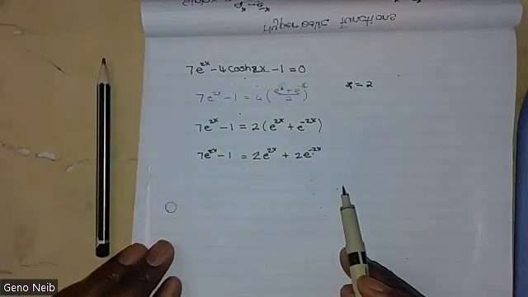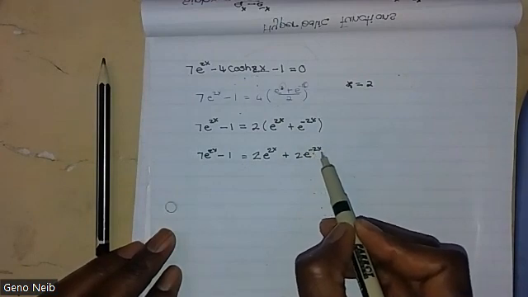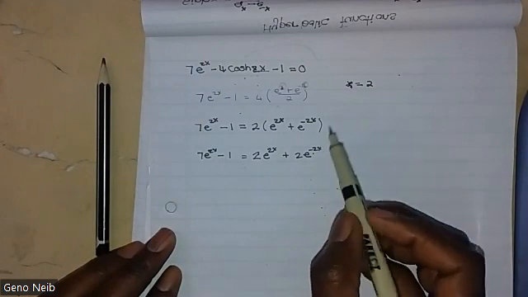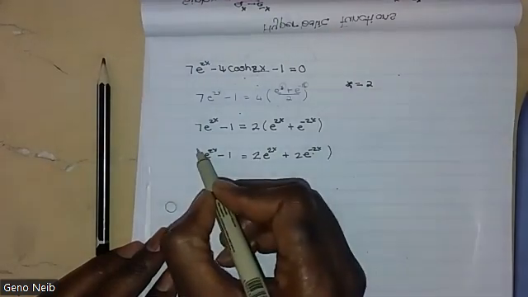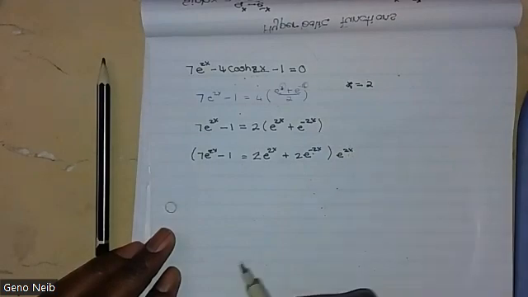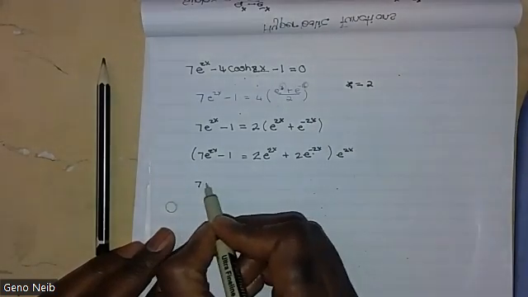Now, one thing is we want to remove this. How do we remove this negative inverse? So we multiply by what? We multiply everything by e to the 2x. When you multiply e to the 2x with everything, we get here 7e.